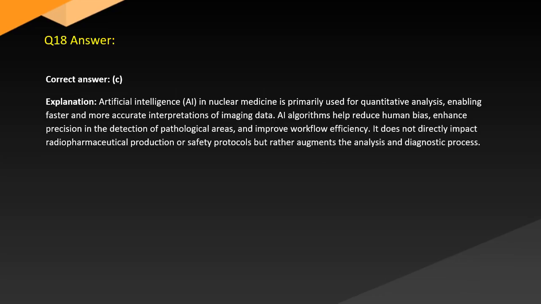Answer. Correct answer: C. Explanation. Artificial intelligence (AI) in nuclear medicine is primarily used for quantitative analysis, enabling faster, more accurate interpretations of imaging data. AI algorithms help reduce human bias, enhance precision in the detection of pathological areas, and improve workflow efficiency. It does not directly impact radiopharmaceutical production or safety protocols, but rather augments the analysis and diagnostic process.